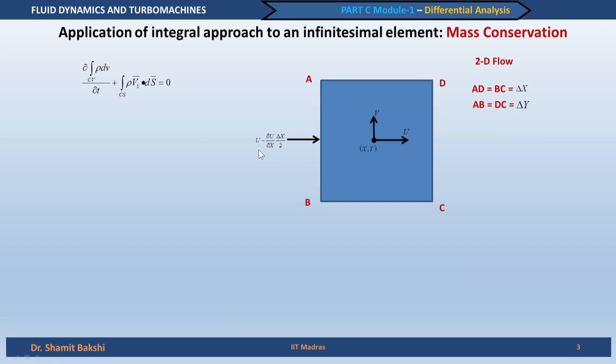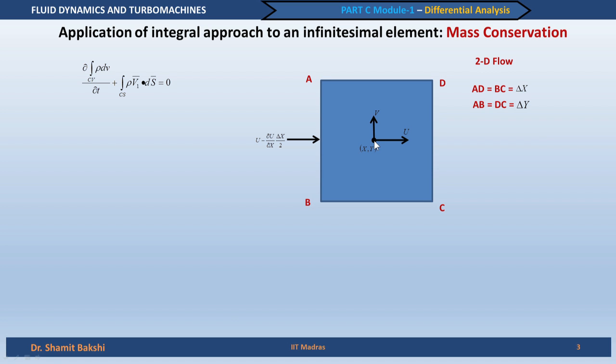If we look at the velocity coming into the control volume through the control surface AB, it is u minus del u by del x into delta x by 2. How do we write this expression? To answer that question, first let us see, like we have defined this point x comma y, we have defined velocities at this point, that is the center of this control volume. The x directional velocity is u, and the y directional velocity is v.